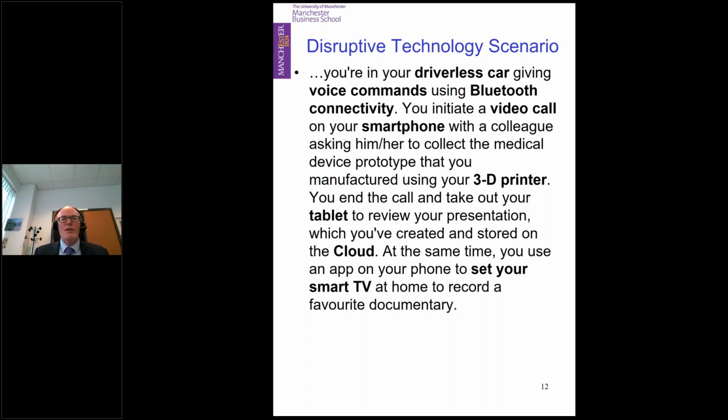You're using your Bluetooth connectivity on your phone, etc. You initiate a video call on your smartphone. You ask your smartphone to go back to the office to collect basically the prototype that you printed out the night before on your 3D printer. You're connecting to your tablet through cloud computing in order to refresh your presentation, etc.